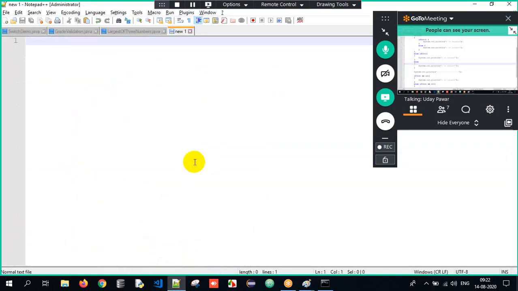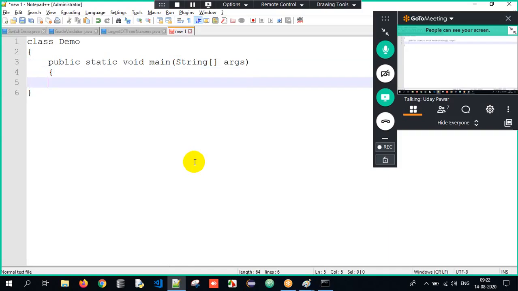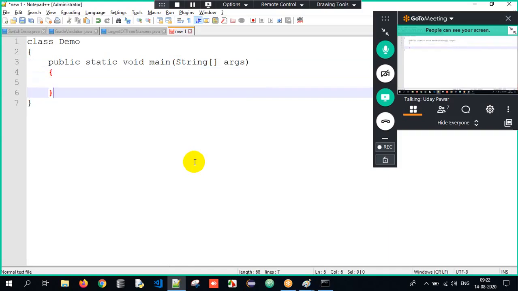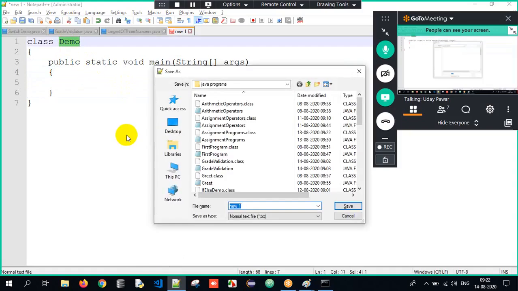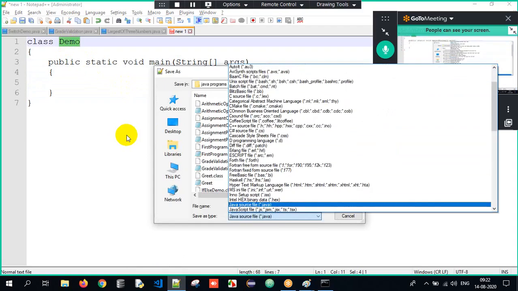What will be the output here? I'll have a class. Class name is Demo. Open curly braces, close. And I'll have public static void main within parenthesis. I will write it as String array of args. Open curly braces and close curly braces. Let me save that particular file as Demo, as a Java source file.